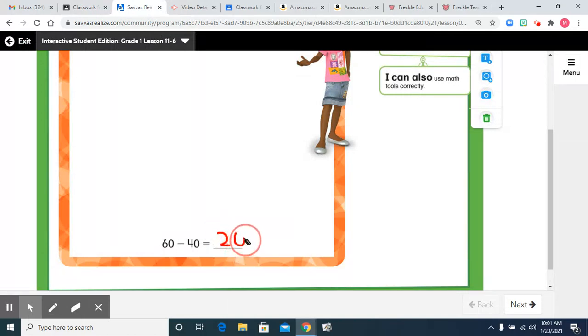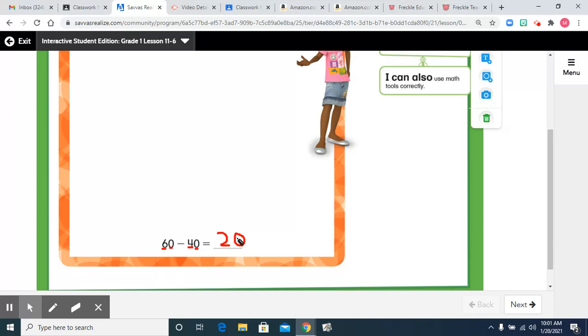Now, another easy way to do this, you learned in your last lesson, if you look at the tens place first, a 6 and a 4. If you do 6 minus 4, that equals 2. And then you can look in the ones place, a 0 and a 0. And you know that if you have nothing and you take away nothing, you are left with nothing. So it would be 0. So that's another easy way that you can solve the problem.